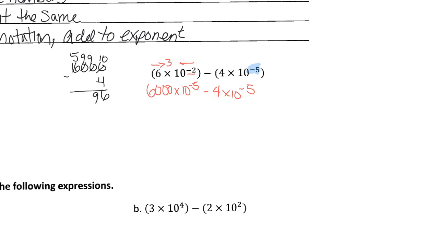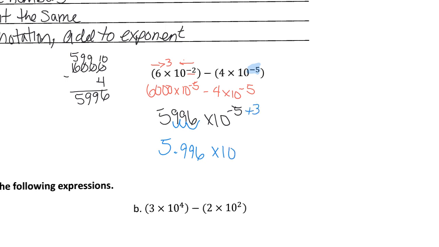And I get 5,996 times 10 to the negative 5. That's not in scientific notation. So we have to move our decimal point 1, 2, 3 times. Since we moved it 3 times, we need to add a 3. And that's how we're back to negative 2.